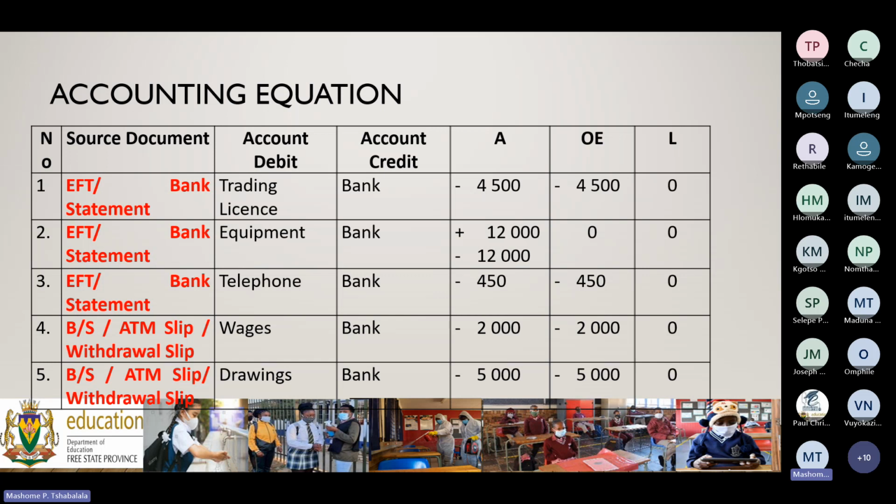Remember this: it is the format of the accounting equation that you need to understand. You need to understand this format because you will be doing it in grade 10, 11, and 12, even in grade 9. You'll be dealing with this, whereby you need to show the account debited, account credited, the effect on the assets, owner's equity, and liabilities. But for grade 8 learners, liabilities are 0.